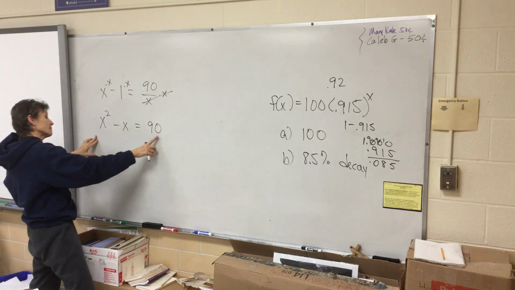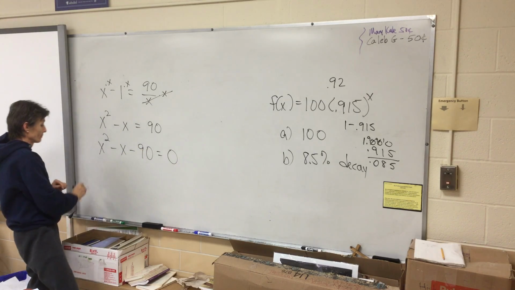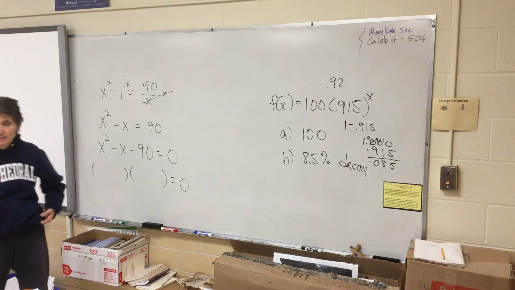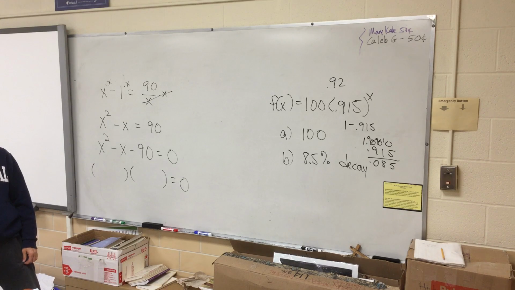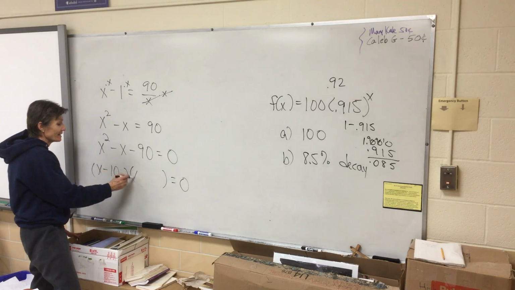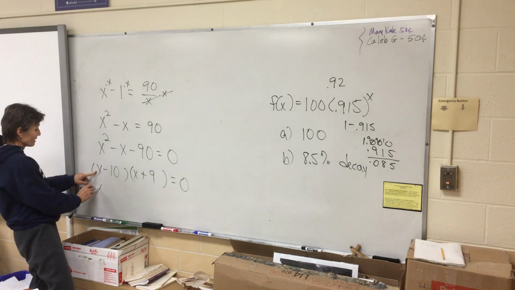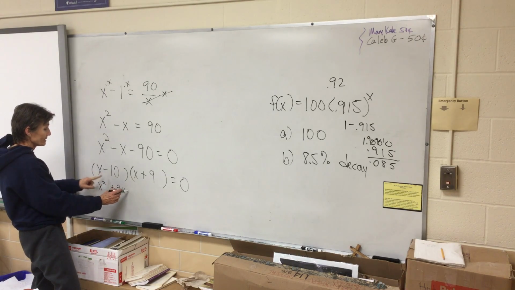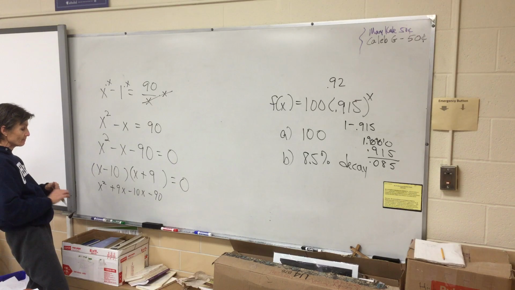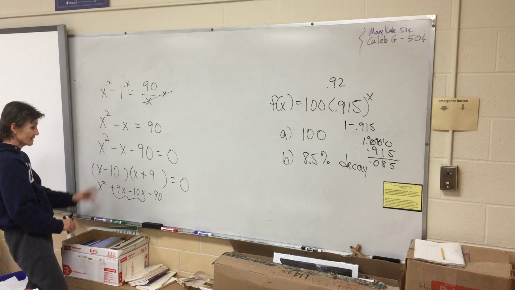Now, that's a quadratic, so I'll bring the 90 over, get it set equal to 0. Now, I need to think about things that multiply to 90. So, I don't know about you, but the first thing that pops into my head is 9 and 10. 9 times 10 is 90. So, x minus 10, x plus 9. And again, I'm going to check that. First, outside, inside, last. Just FOILing it to see if I'm right. These add up to -1. And there's my -90, so it's all good.